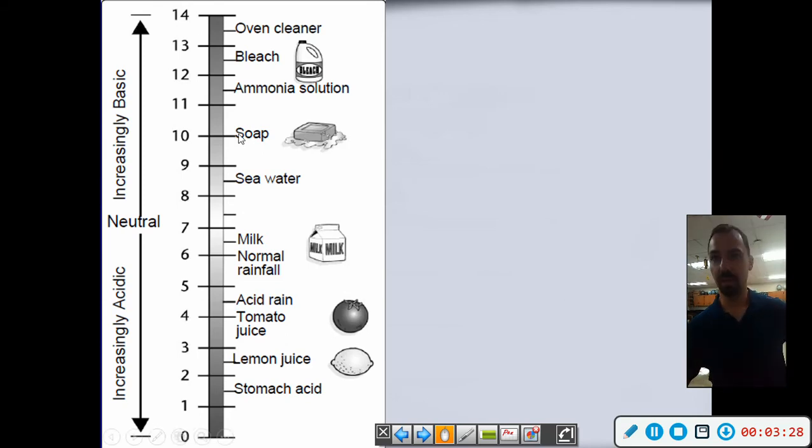Soap is basic, right? And it's like 10 on the scale. Ammonia is around 11.5 on the scale. So that means it's pretty basic. You know that's a cleaner. It's actually in Windex. It has definitely an odor to it. These cleaners here are very strong and they tend to have very strong odors. Bleach, you know that one too. Again, make sure you wear rubber gloves when working with that stuff. And then oven cleaner is very basic, right? Very strong cleaner. Be very careful with that if you ever clean your oven with it.